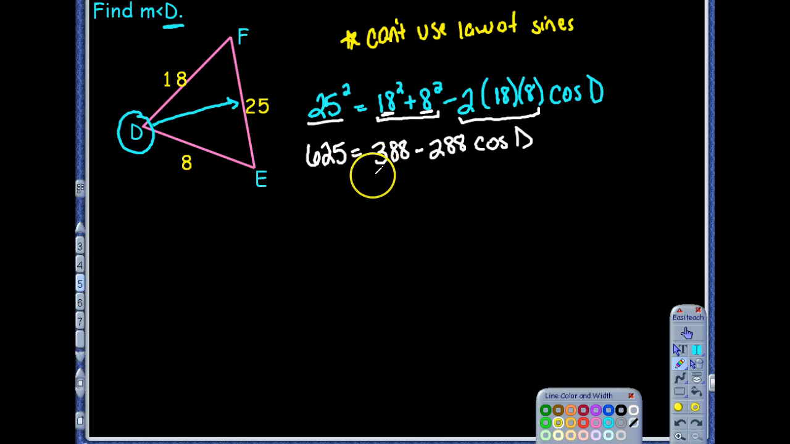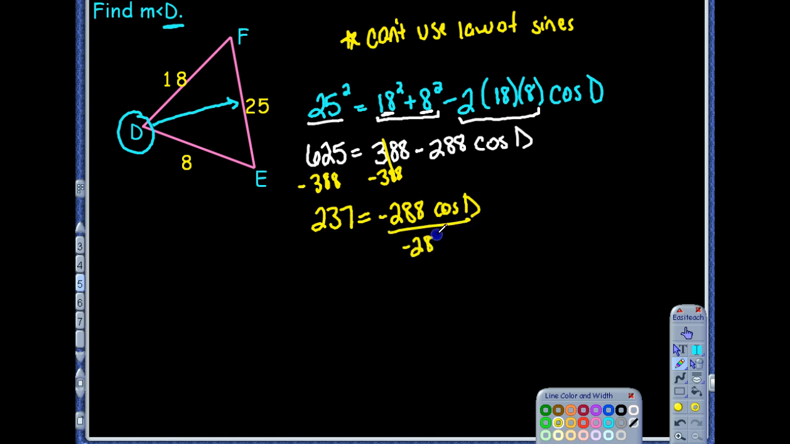Okay, so here's what I'm thinking. Let's subtract 388 on both sides. This will help isolate that cosine d, hopefully, eventually. So when I subtract that, I get 237 equals negative 288 cosine d. And then I'm going to go ahead and divide each side by negative 288, kind of those inverse operations. So I'm going to have the cosine of d equals negative 237 over 288.